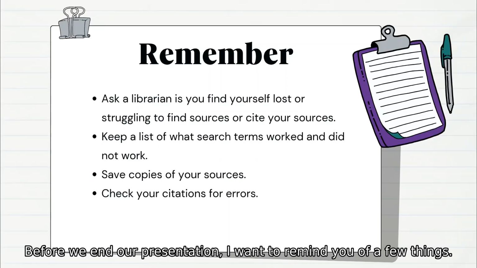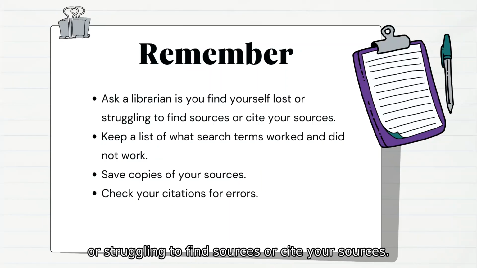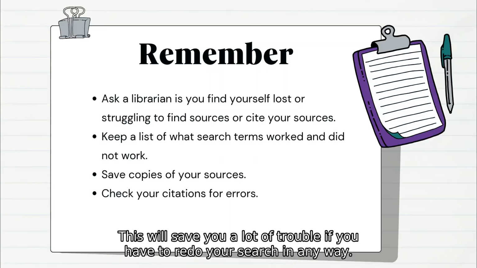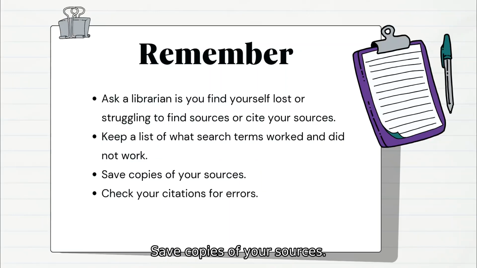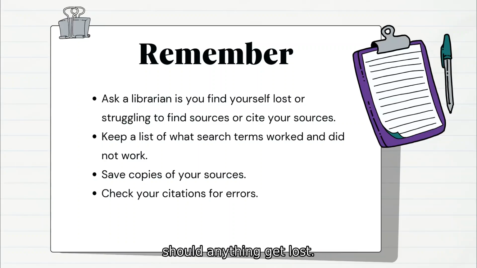Before we end our presentation, I want to remind you of a few things. Firstly, ask a librarian if you find yourself lost or struggling to find sources or cite your sources. Keep a list of what search terms worked and what did not. This will save you a lot of trouble if you have to redo your search in any way. Save copies of your sources. This will save you from having to track them back down should anything get lost.